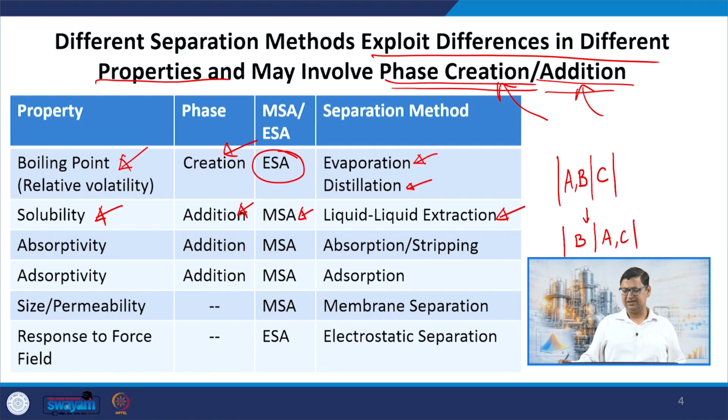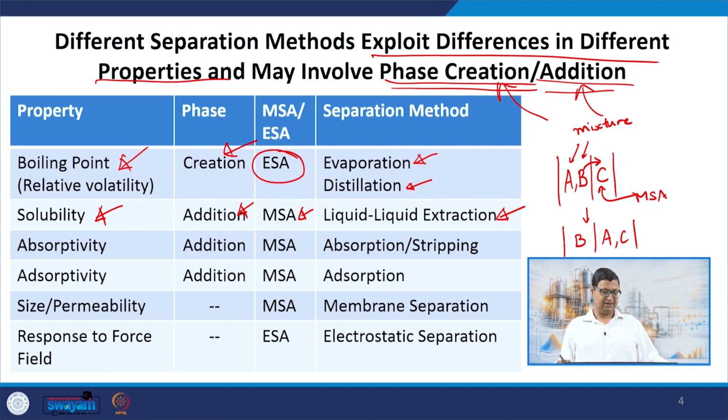So, in this case, basically A is going from one phase to the other, and the other phase is the one that I have added. C is my mass separating agent, and A and B are basically components of my mixture.